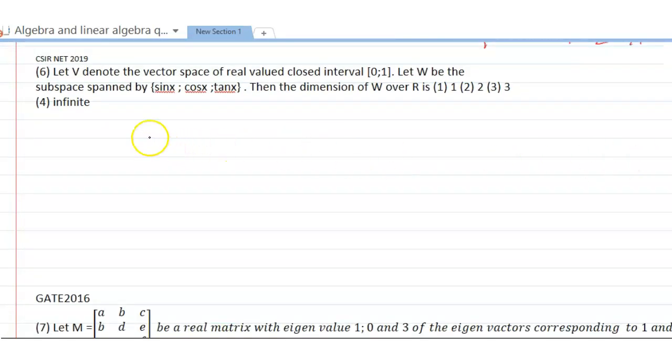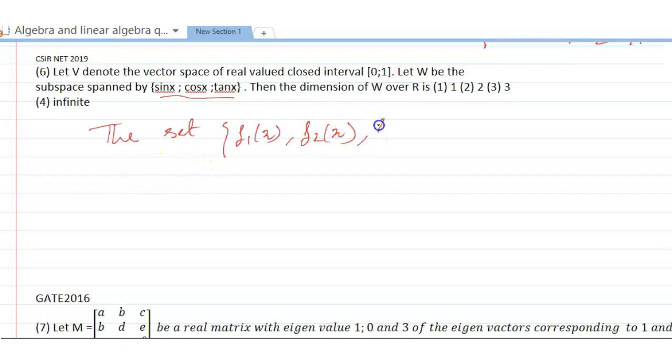And number 6. Let V be the vector space of real-valued functions of x, and let W be the subspace spanned by sin x, cos x, tan x. Then the dimension of W over R is 1, 2, or 3. So friends, how can I find the dimension? What is the meaning of dimension? Dimension is the number of elements in a basis.